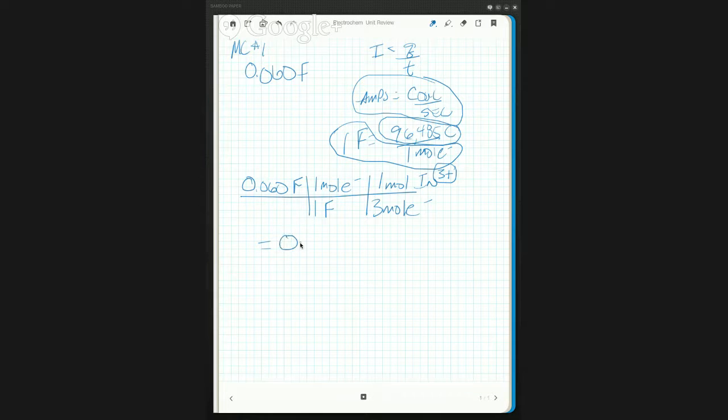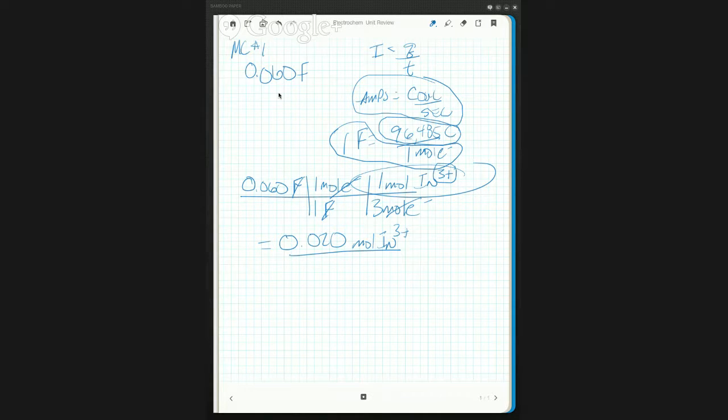And that equals 0.020 moles of indium 3 plus, because the Faradays cancel and the moles of electrons cancel, leaving you with that. So there's your answer. That's the answer to number 1.